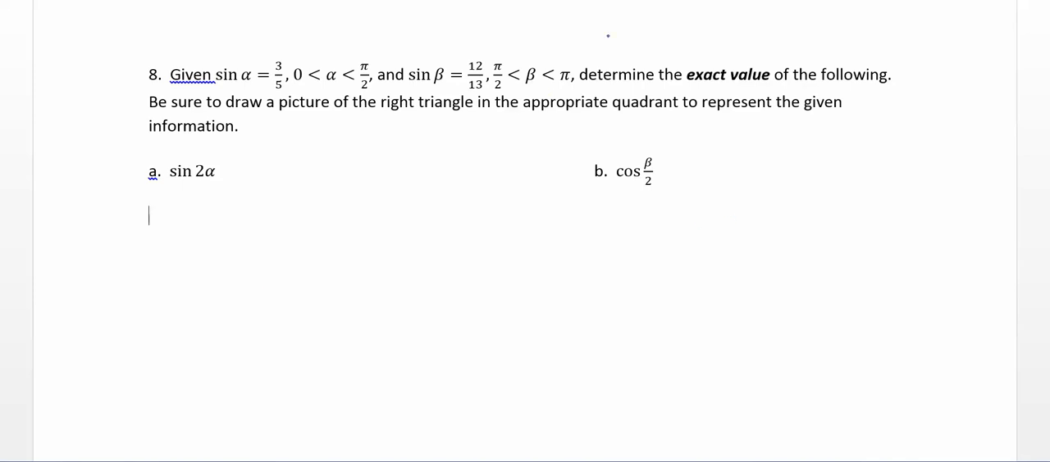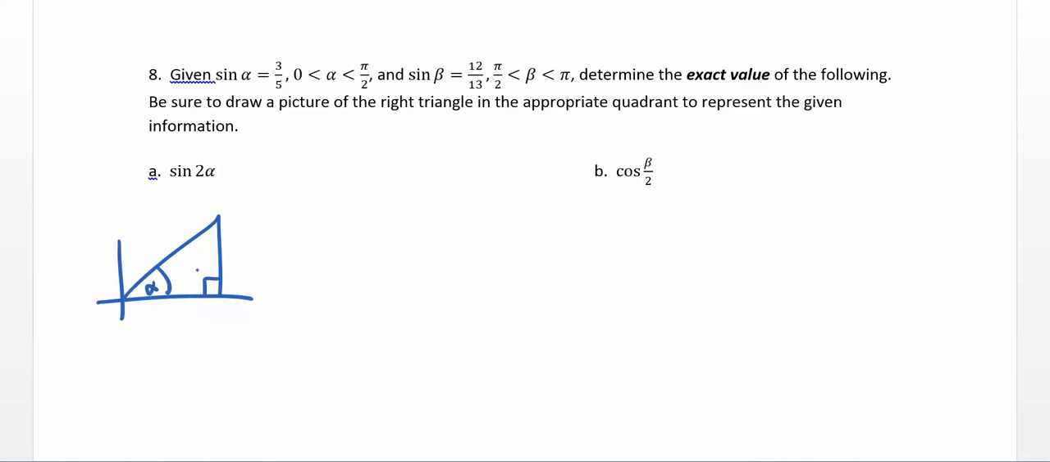So the key to getting these problems right is drawing the picture in the right quadrant. So this one tells me that I'm in quadrant number 1 because 0 is less than alpha less than pi over 2. So I'm going to draw a picture in quadrant number 1, and I know something about alpha. This is going to be my alpha picture.